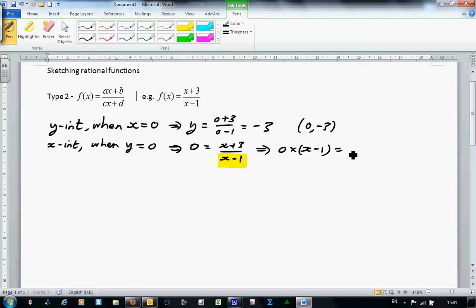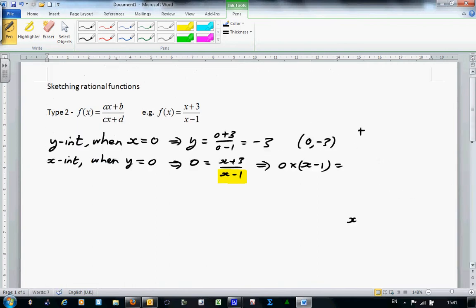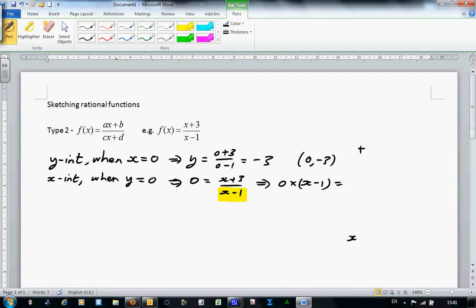Anyway, where were we? It is x + 3. So we've got 0 equals x + 3, which implies x is negative 3. So what we have there is an intersection point at (-3, 0). So that's the x-intercept.